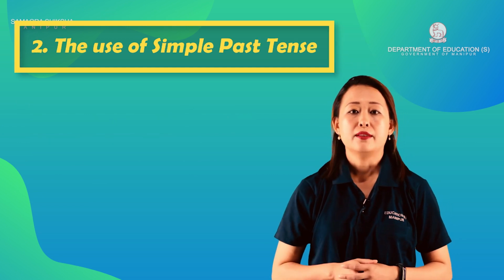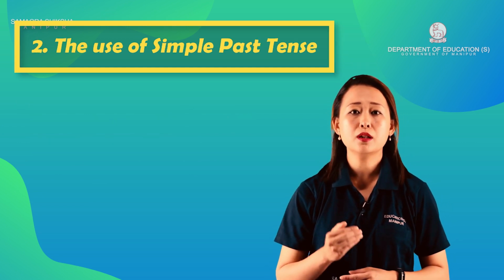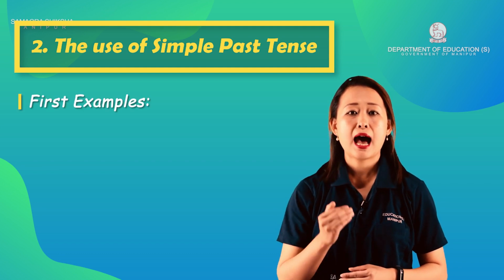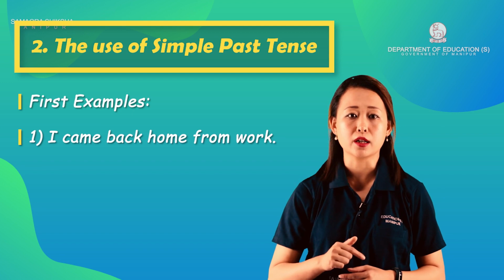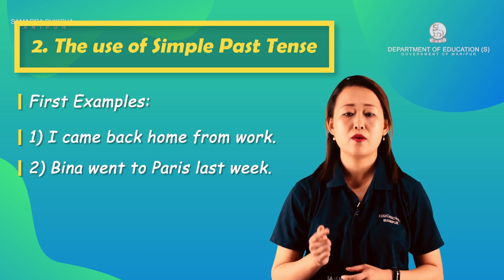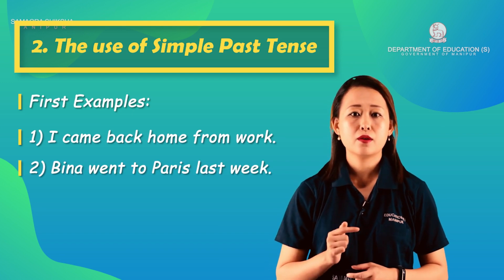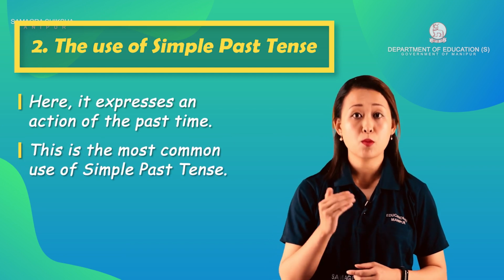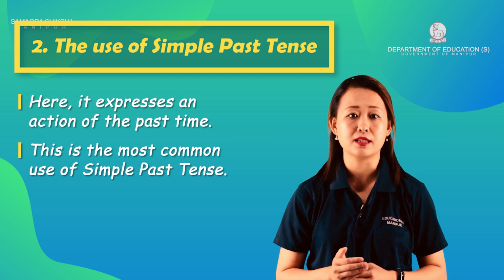Number 2, now the use of the simple past tense. The first one, look at the examples. I came back home from work. Bina went to Paris last week. Here, it expresses an action of the past time. This is the most common use of the simple past tense.